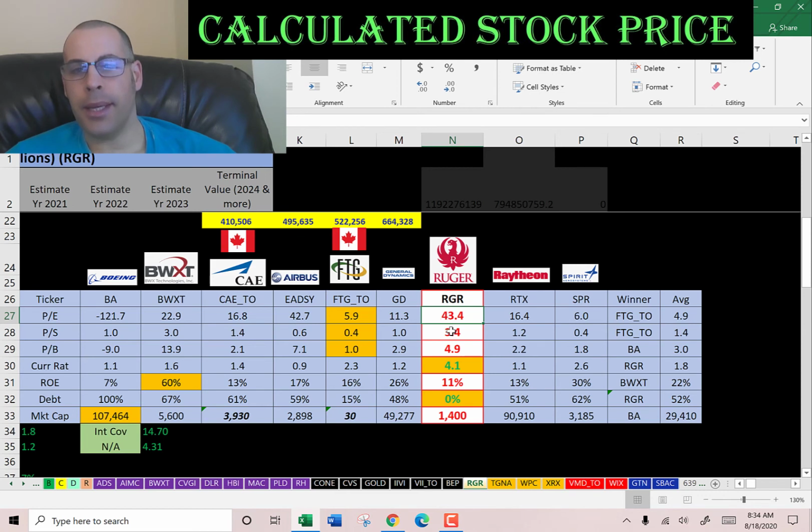So they're worse in PE, price to sales, and price to book. They have the highest current ratio. They're weak in ROE. They're the only company with no debt, so that's really good to see. And they're much smaller than the average. The average is $29 billion. They're at $1.4 billion. So this is the type of company that's probably going to always be needed, guns.